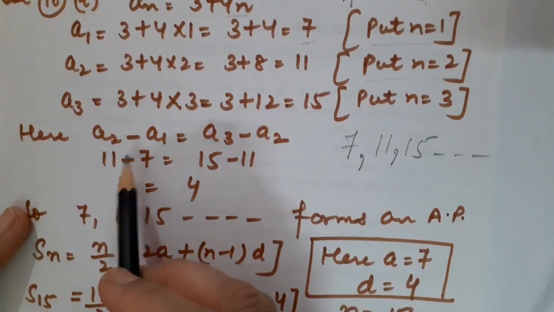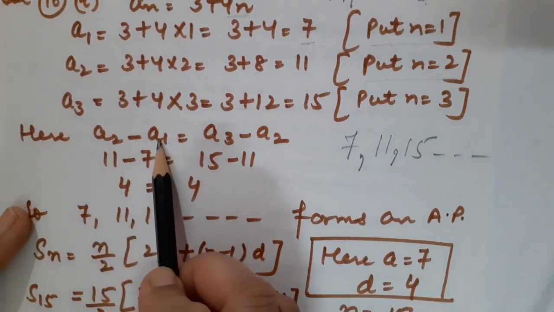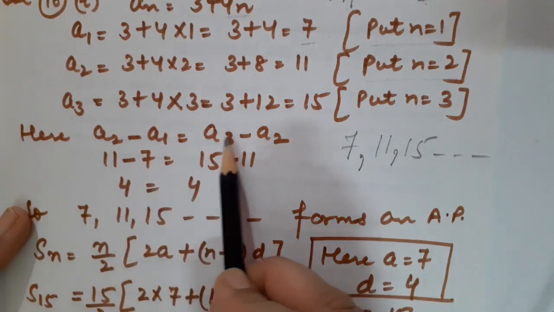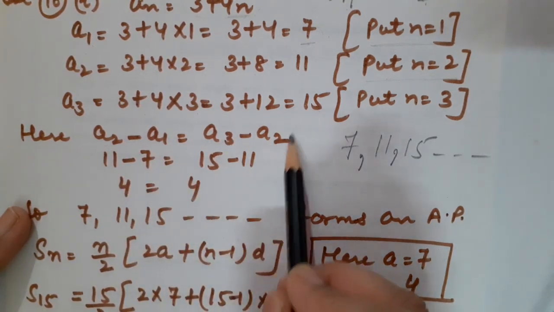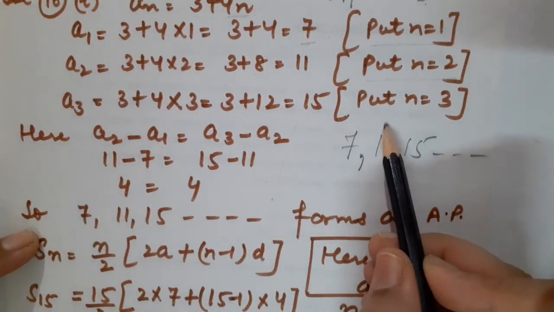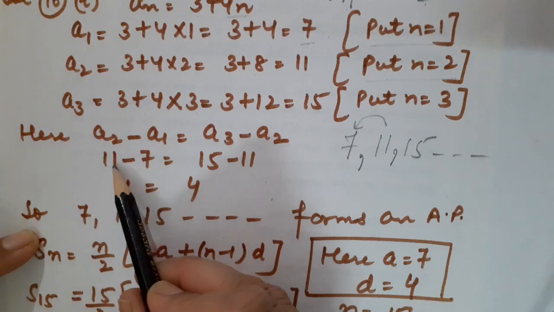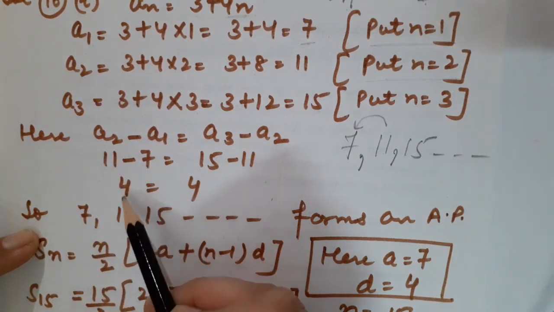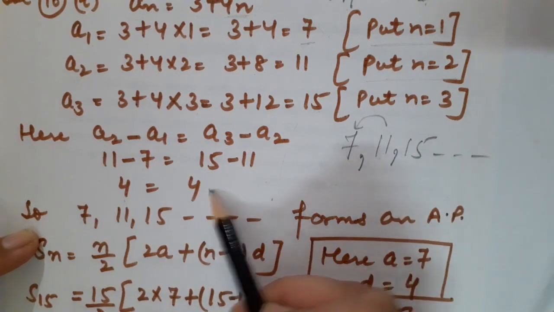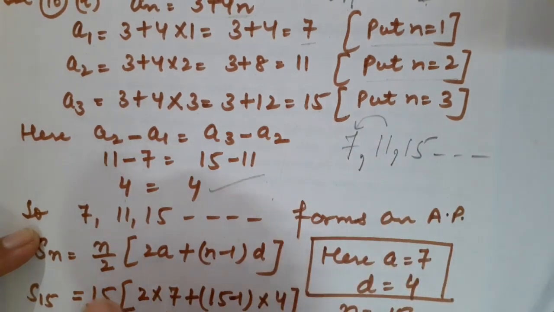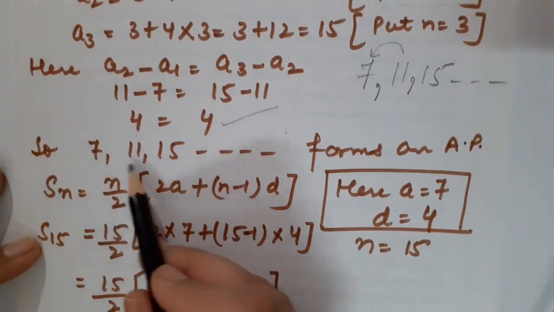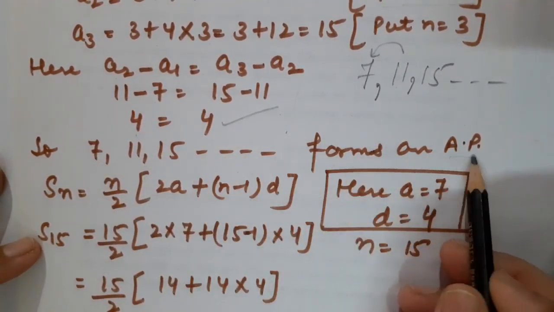What is to be done? Succeeding minus preceding term, which means we have to find out the common difference. That is A2 minus A1 is equal to A3 minus A2. First of all, we have to check. I could get not equal to also. Fine, but here when I subtract 7 from 11, I came to know that it is 4, and when I subtracted 11 from 15, I again got 4. So it means the given list of numbers is forming an AP. Correct? So 7, 11, 15, they are going to form an AP.